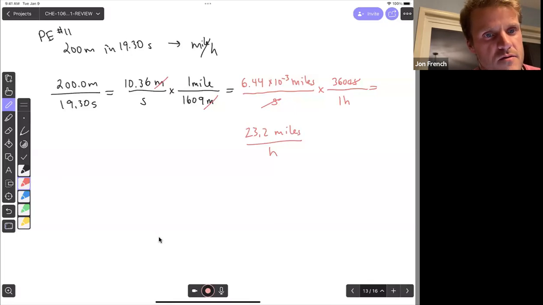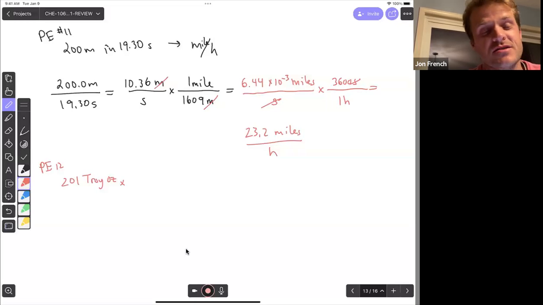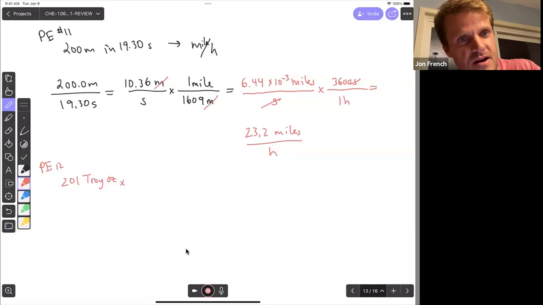So question 12, I'll just answer that on the same page here. We know we've got this gold nugget that weighs 201 troy ounces, and we want to basically find out the mass in grams. So no, the cost doesn't factor into the dimensional analysis because we don't use the cost anywhere. So we want to find the mass in grams.